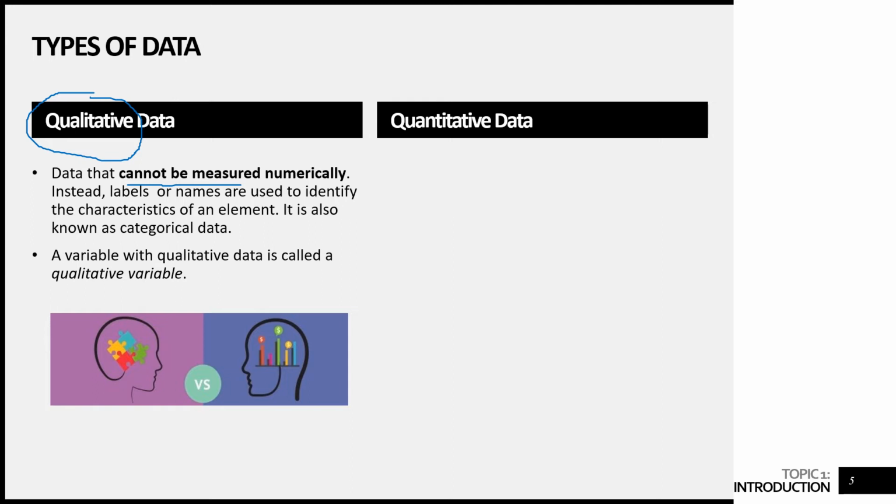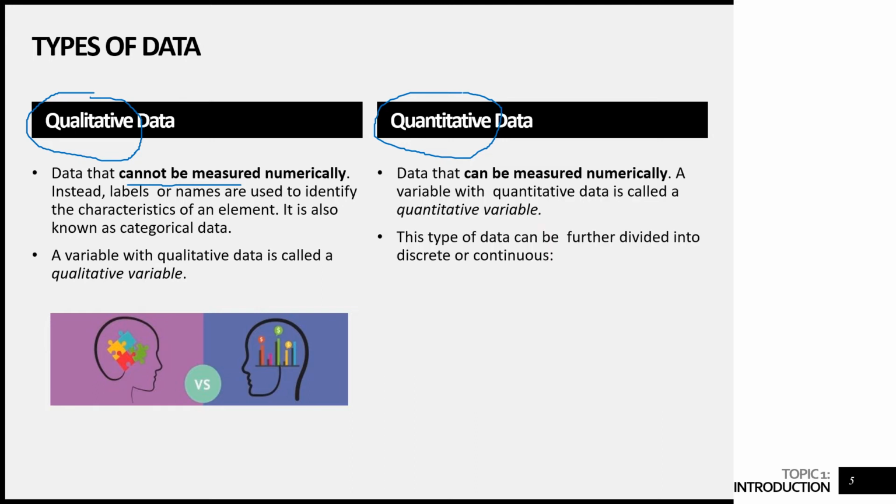Now, a variable that has qualitative data is called a qualitative variable. Next, what is quantitative data? From the word quantitative, the root word is quantity. So quantity means you can count them, right? You can measure them, right? In other words, data that can be measured numerically is quantitative data. And a variable with quantitative data is called a quantitative variable. Now, quantitative data can be further divided into two, which are discrete and continuous quantitative data.